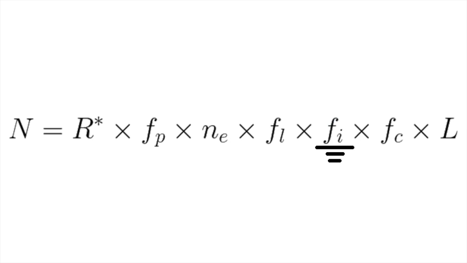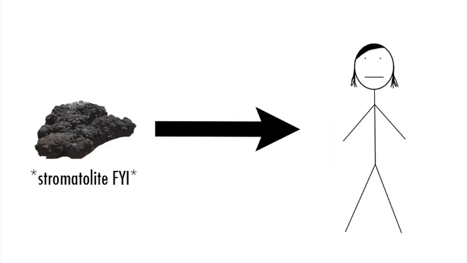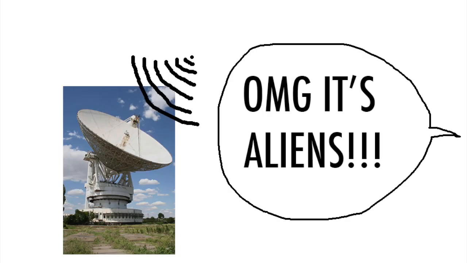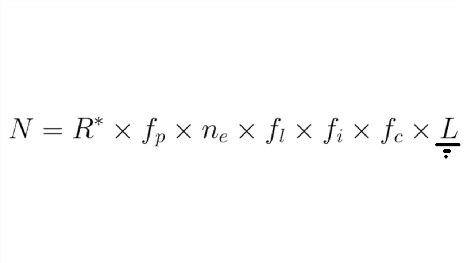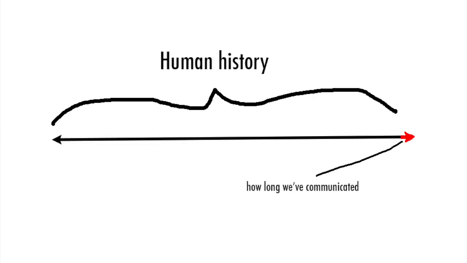After this, we come to the factor concerning evolution. That is f sub i, the likelihood that life on a planet will become intelligent, followed by an intelligent life form's chance of being able to communicate with us, f sub c. The very last factor in the equation is L, the average time in years that a civilization can communicate.